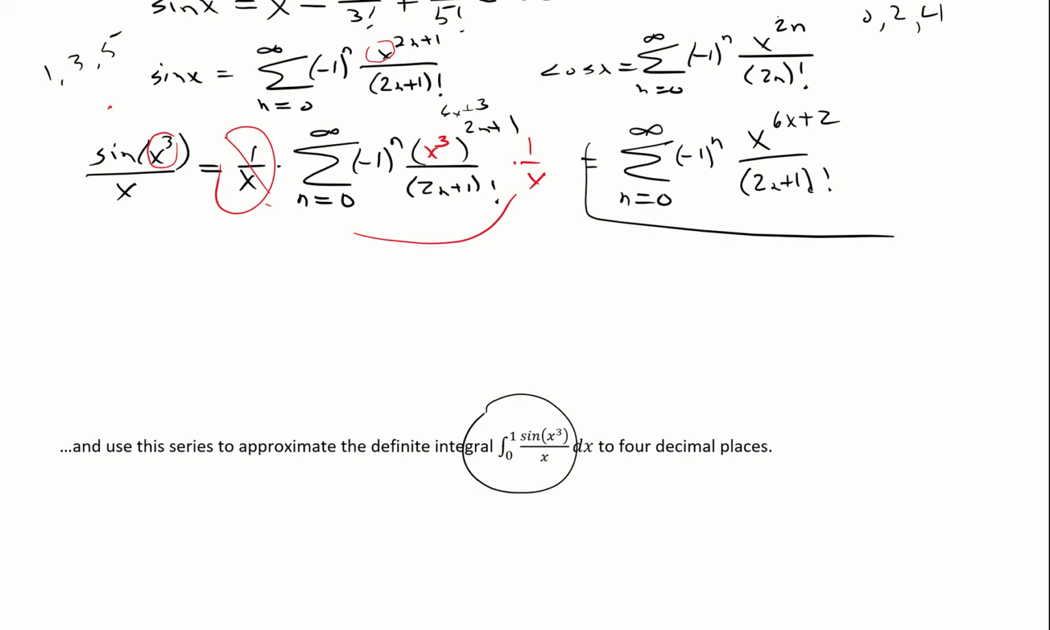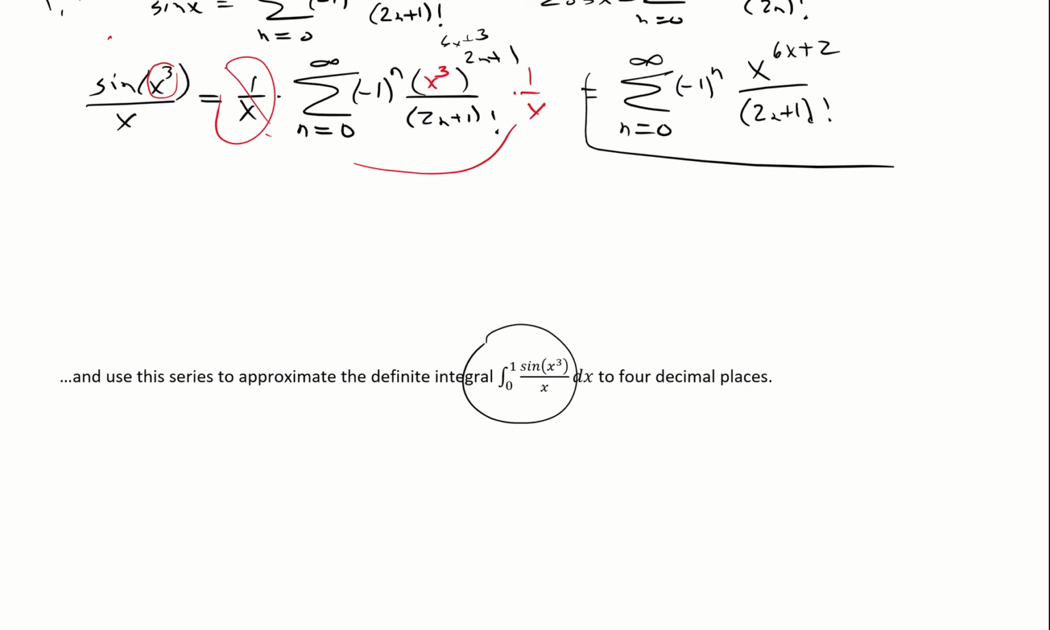And if you put it in a computer, boom, that's how it's done. Okay, so what we're going to do is say the integral from 0 to 1 of sine x cubed all over x dx is the same as integrating from 0 to 1 our series. But since I'm going to approximate with it, I'm going to write out some terms.